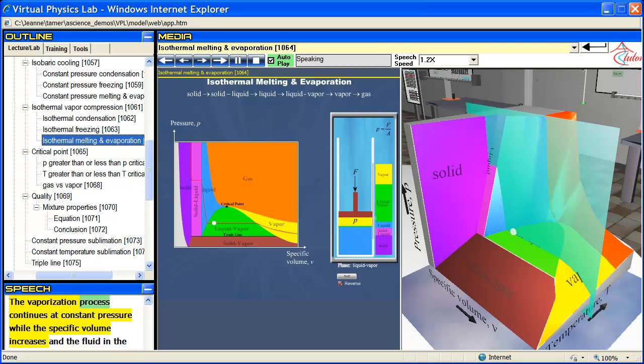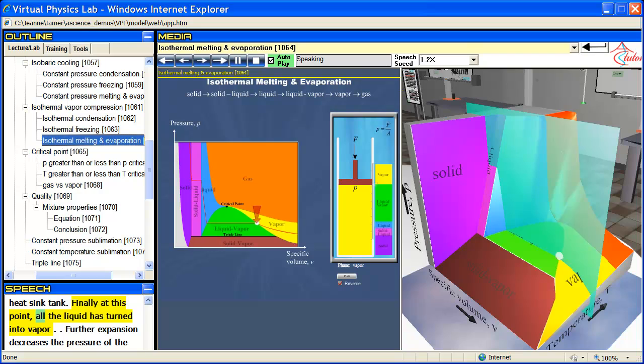The vaporization process continues at constant pressure while the specific volume increases, and the fluid in the piston cylinder arrangement absorbs the heat of vaporization from the liquid that is in the heat sink tank. Finally, at this point, all the liquid has turned into vapor. Further expansion decreases the pressure of the vapor while increasing its specific volume.